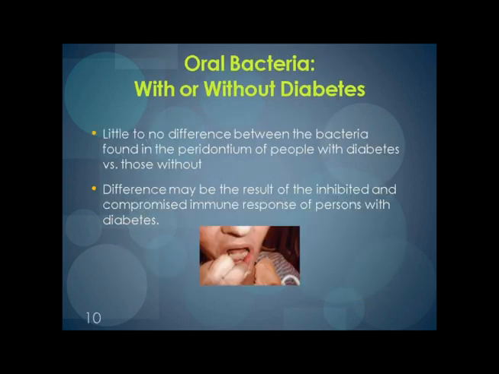There is little or no difference between the bacteria present in the periodontium of diabetic patients and the bacteria present in non-diabetic patients. However, diabetic patients, both type 1 and type 2, encounter gingivitis and periodontitis at a much higher rate than the non-diabetic. The reason is that the diabetic client has a compromised immune response to the disease process. This is reason for concern.